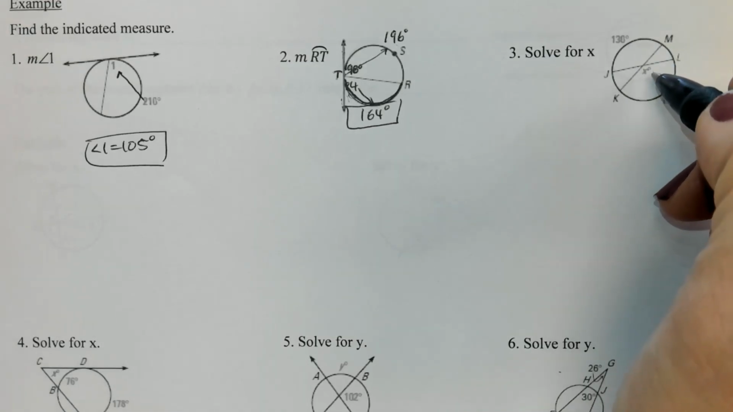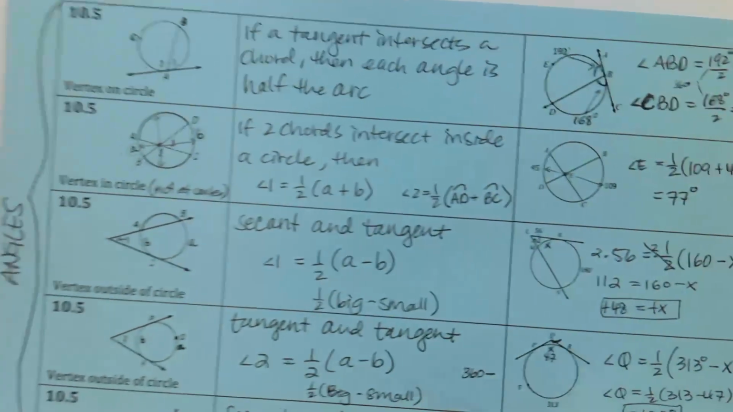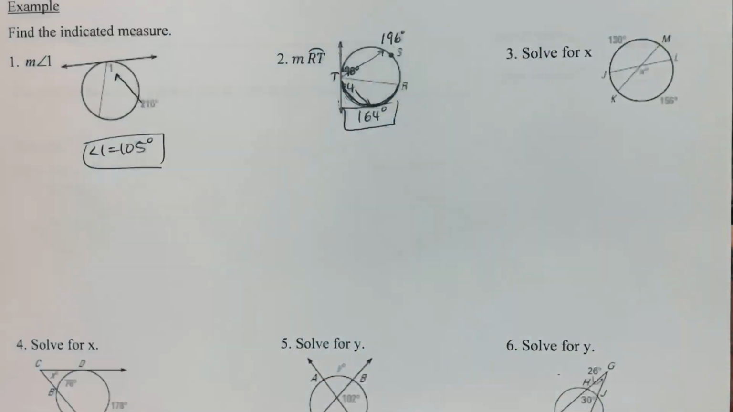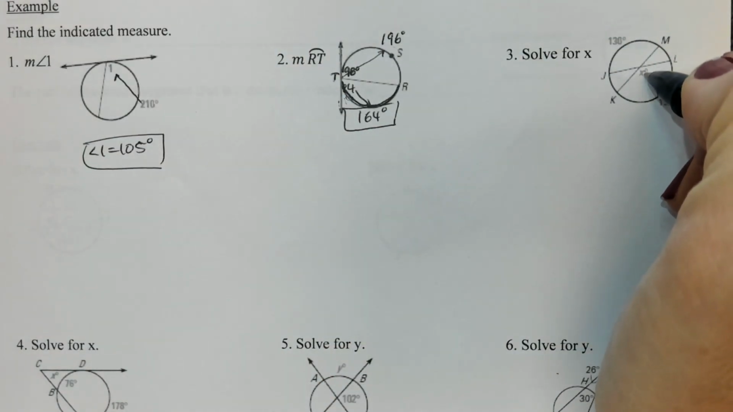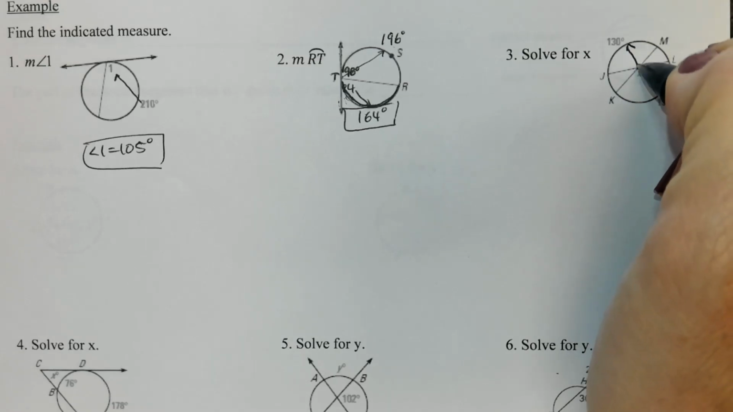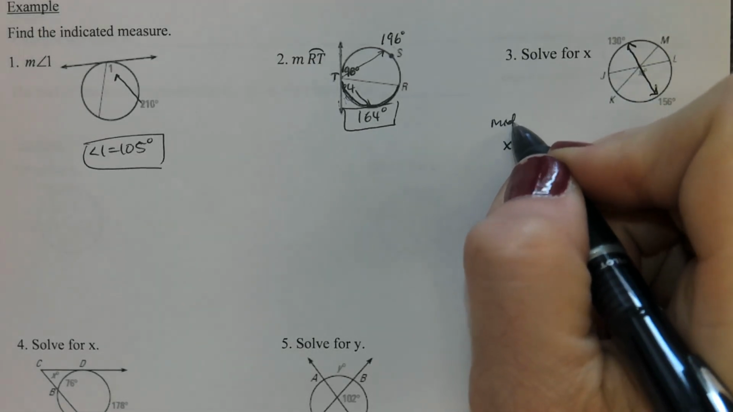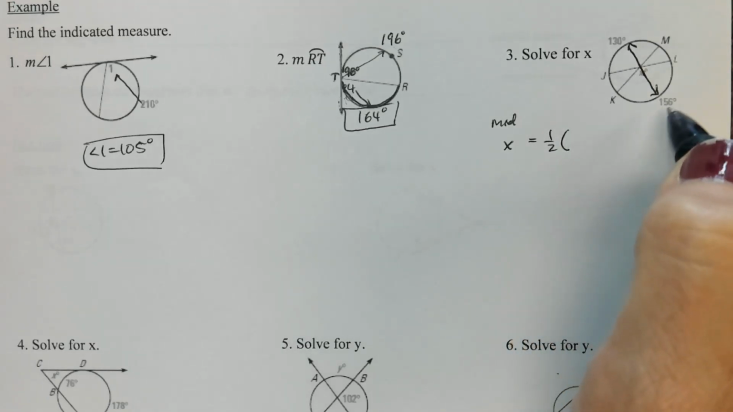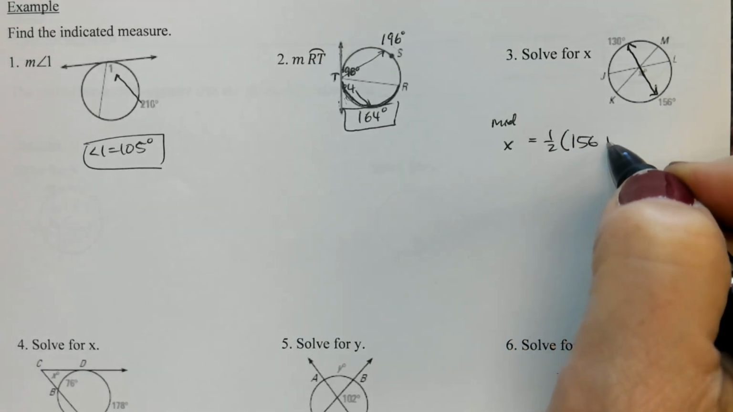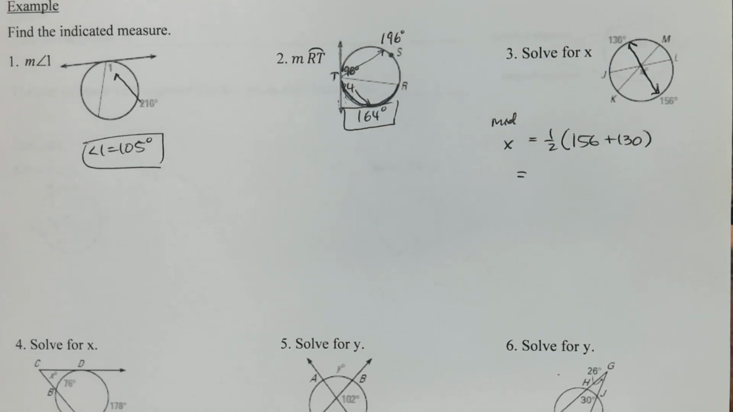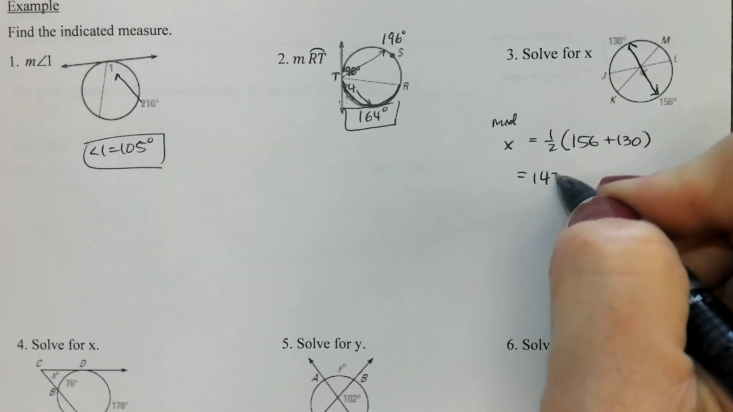Next up, this is the one where they cross in the circle. So we're talking about this one. So we're going to draw straight through and we're going to find the two arcs we're going to use. So X is what I'm looking for. I'm going to draw straight through X. I'm going to go to the two arcs. So X, the thing in the middle, equals 1/2, and then the two arcs added up. So 156 and 130. So 0.5 times 156 plus 130 gives me 143.